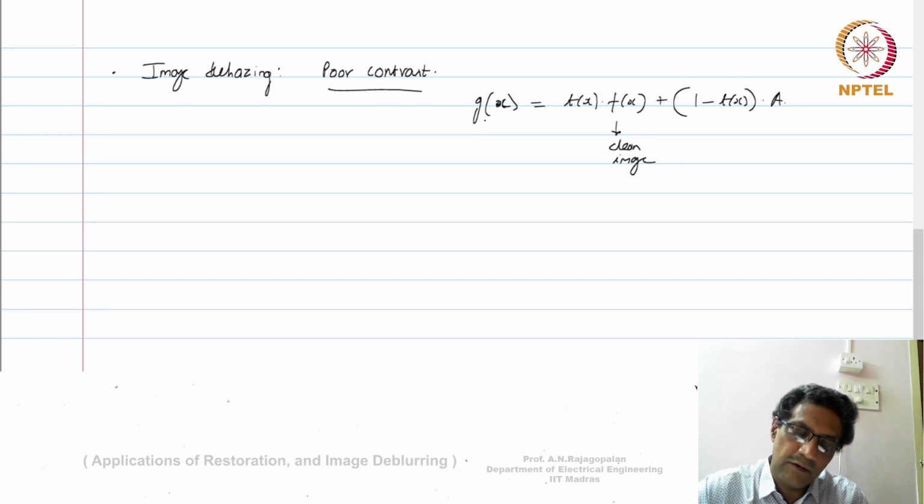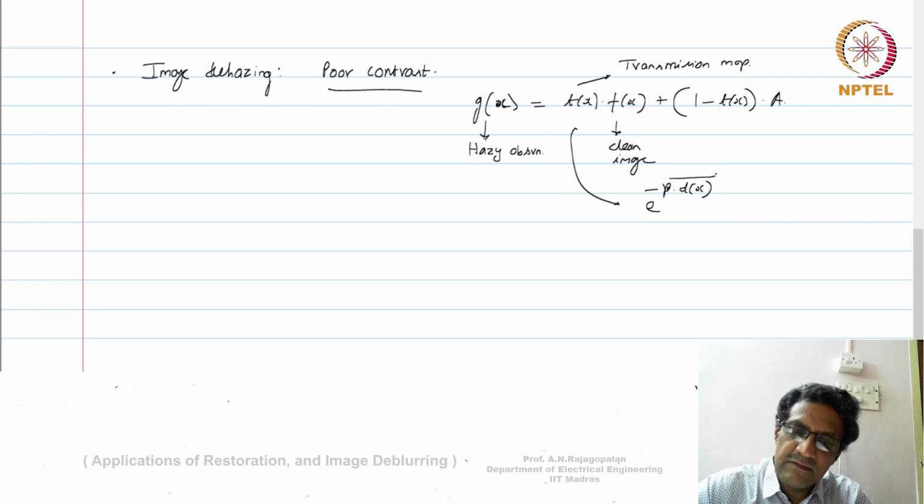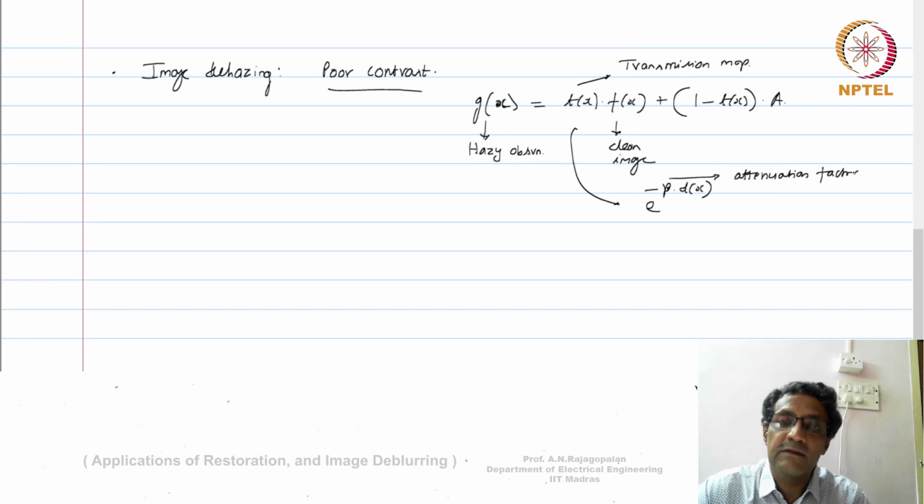Unfortunately, you don't see f. What you end up seeing is this hazy image, the hazy observation. And t of x is called a transmission map. This is typically given as e raised to minus beta times d of x, where beta represents an attenuation factor. This could also be a function of the wavelength. If it is underwater, it can be a function of wavelength and so on.